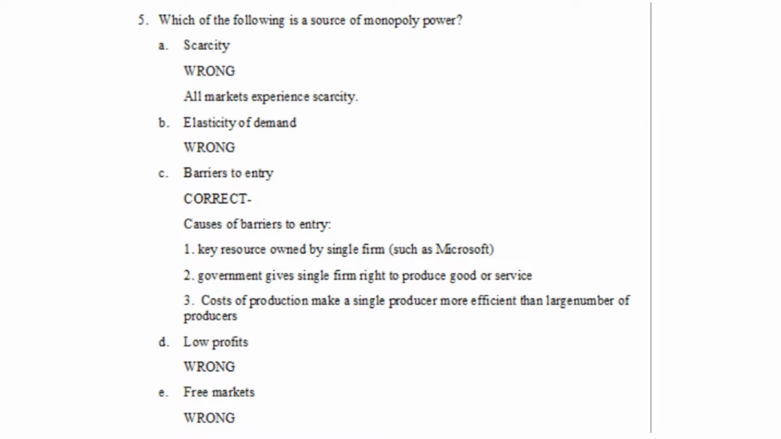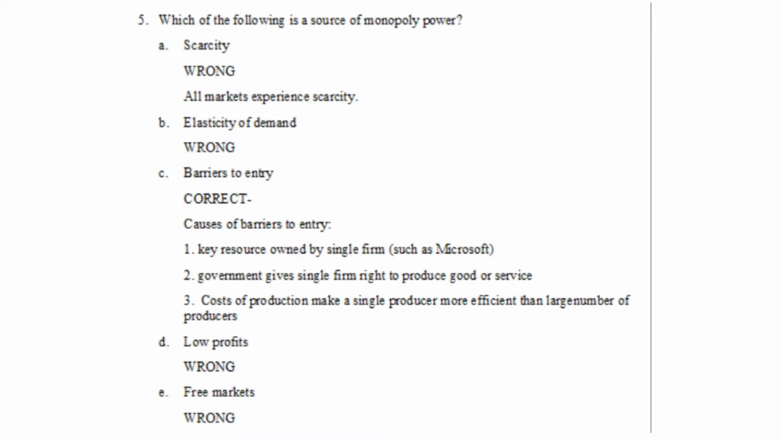5. Which of the following is the source of monopoly power? A, scarcity. That's wrong. All markets experience scarcity. B, elasticity of demand. That's wrong. All markets have a demand curve that has different elasticities. C, barriers to entry. Now this is correct.